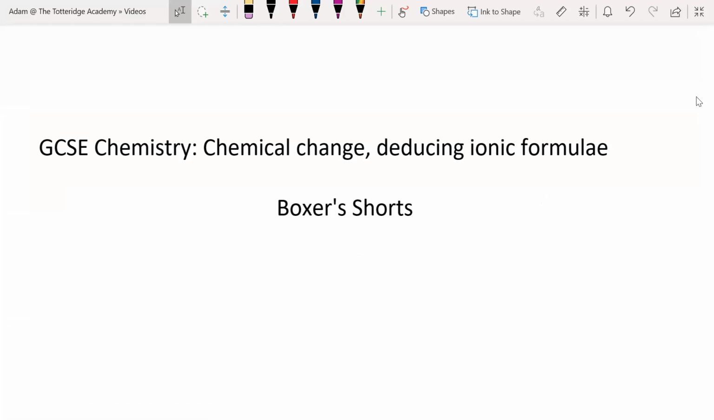Today we are going to be doing the first lesson in the chemical change unit. The chemical change unit covers the reactivity of metals, acids and alkalis, and electrolysis. But what we're going to be doing today is deducing ionic formulae, which is a skill that you need for all three of those. So whichever one of those three you are currently studying, this is the first video.